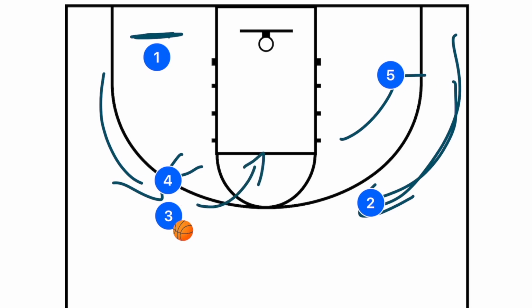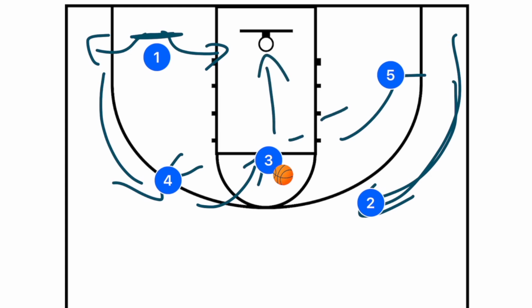Player 3 gets that ball, he can go downhill. Player 1 is rolling or popping depending on what happens with the defender. Player 3 can score. He can kick it out to 5, to 1, to 4, to 2. He's got a lot of different options here.